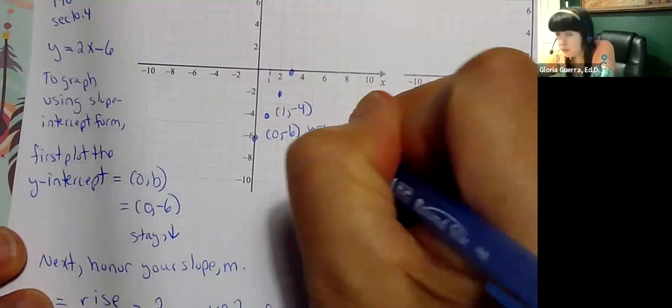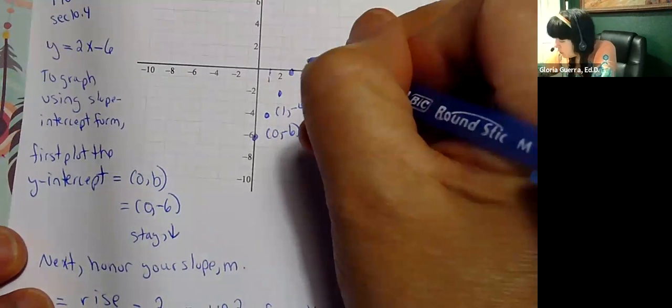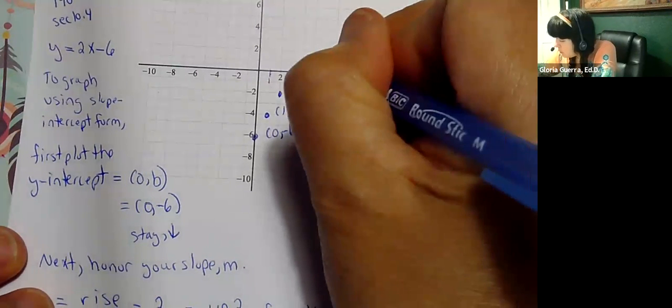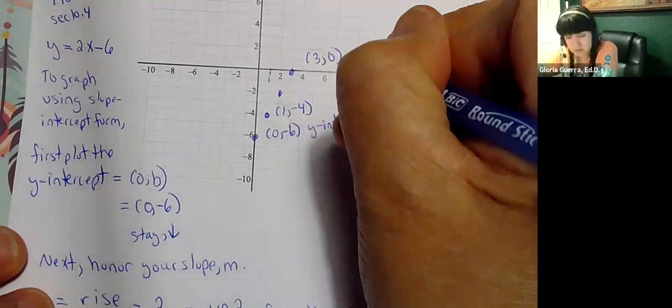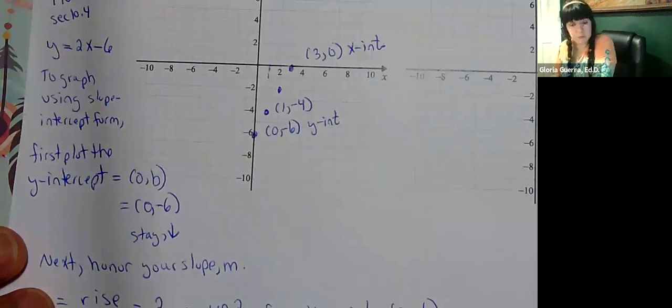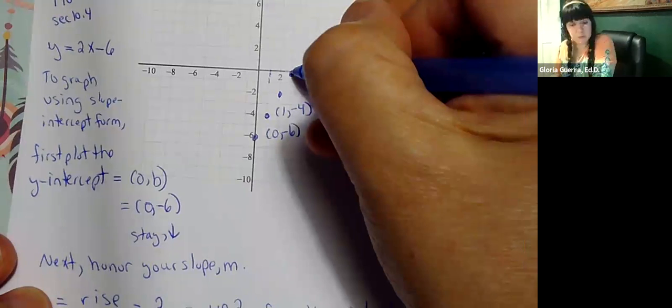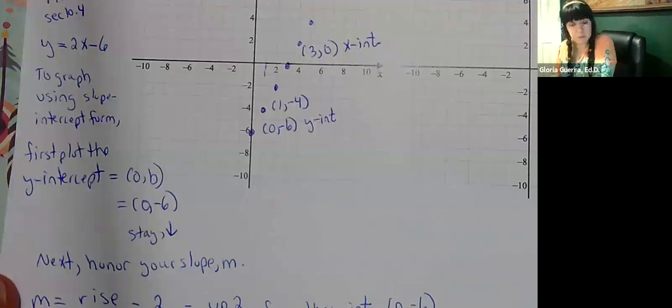Well, this one looks like it's 3, 0. That's the x-intercept, 3, 0. So you're going to continue going up 2, right 1, up 2, right 1. And that's sufficient. That's a lot of points there. You could draw a really nice line that way.